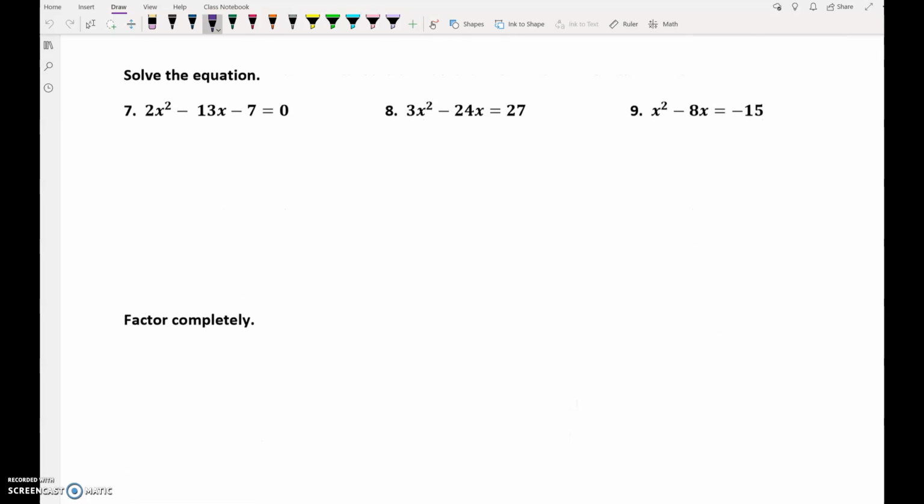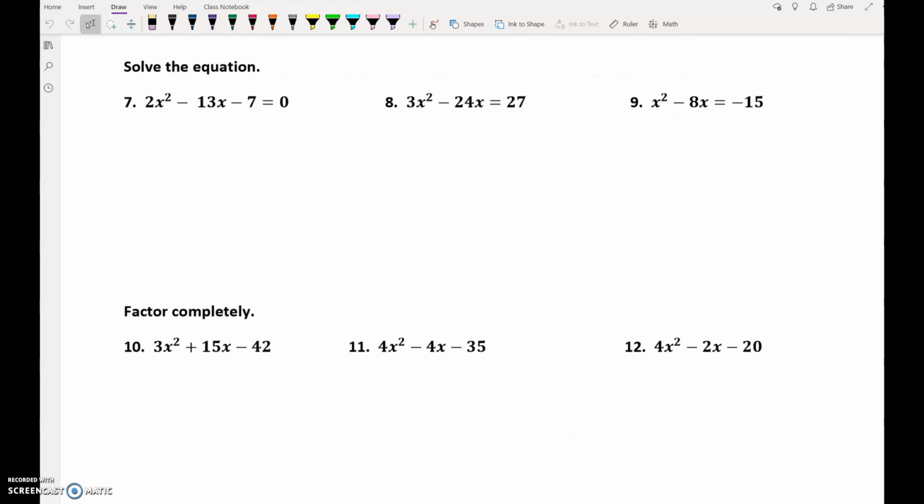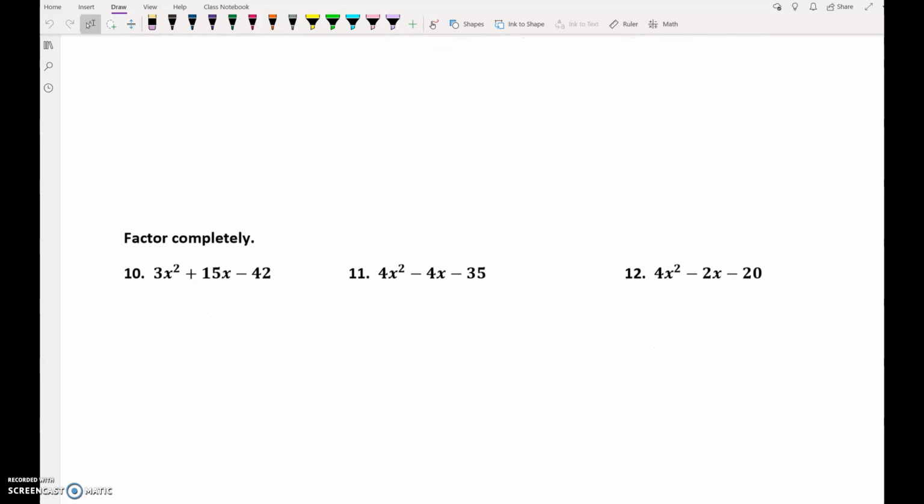On the back side, 7, 8, and 9 are solved by factoring. So you need to get 0 on one side, factor out a greatest common factor if there is one, and then factor and solve. And 10, 11, 12, notice there's no equal sign on those.